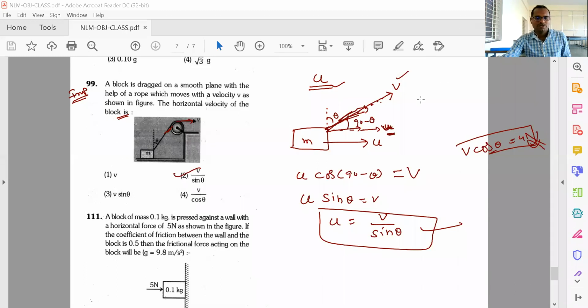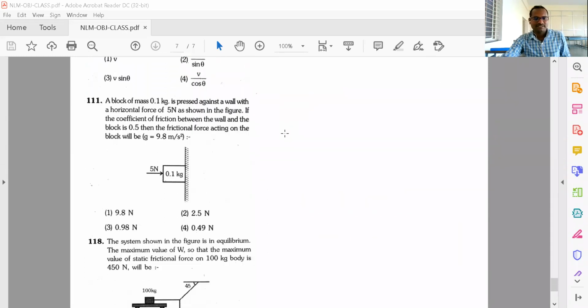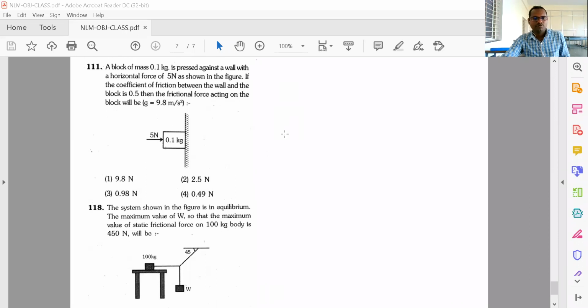Next. Question number 1111. Let us take this question. Important question. And again, what have they given? A block of mass 0.1 kg is pressed against a wall with a horizontal force of 5 Newton as shown in the figure. If the coefficient of friction between the wall and the block is 0.5, then the frictional force acting on the block is how much?